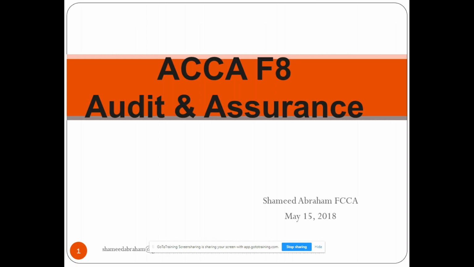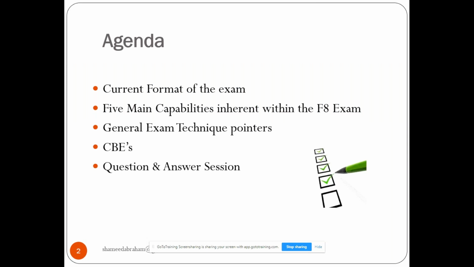In terms of the agenda, I am aiming to cover the 5 main areas within the F8 exam, together with the current format of the exam and some general exam technique pointers. Then I will conclude with the issue that is probably facing a lot of you right now, attempting these exams via computer-based exams. Then we'll have a question and answer session at the end. Feel free to message through your questions as they come up, and we'll deal with them at the end of the session.